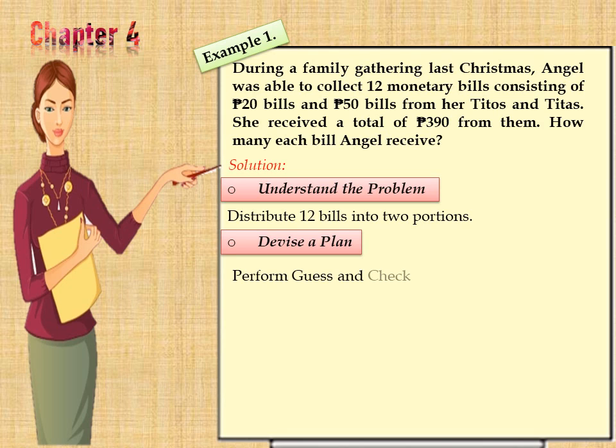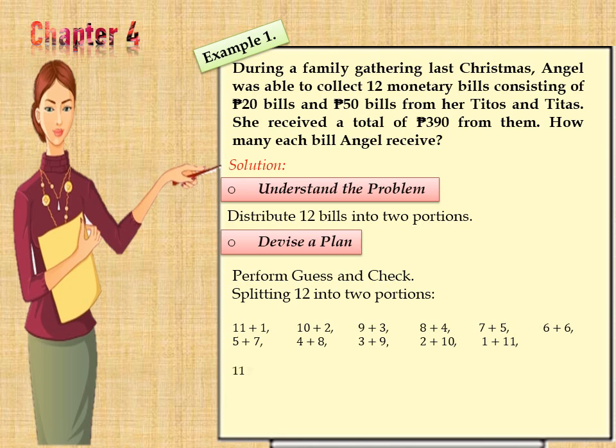We're going to use guess and check here, or trial and error. So, we're just going to split 12 into 2 portions, and there are only 11 ways to do that. So, there will be 11 plus 1, or 10 plus 2, 9 plus 3, and so on and so forth for the distributions. So, suppose there are 11 20 peso bills and 1 50 peso bill. We will have 11 times 20 plus 1 times 50, which is equal to 270 in all.